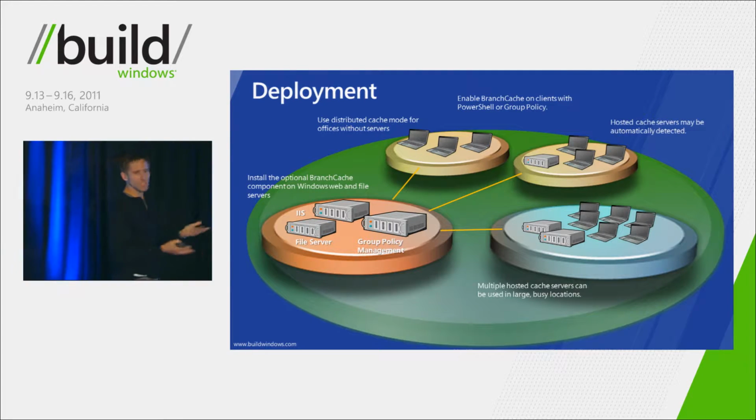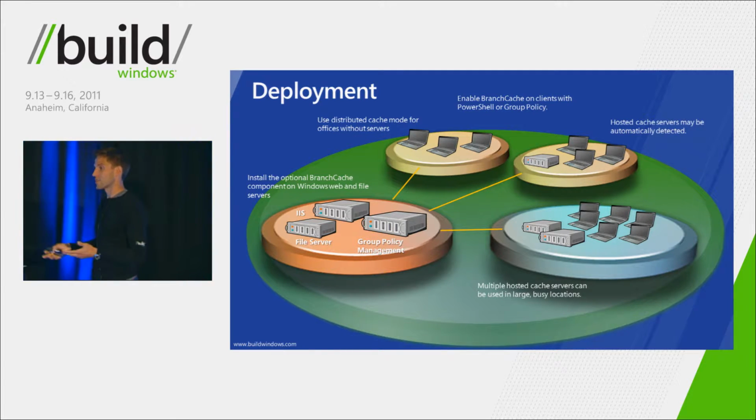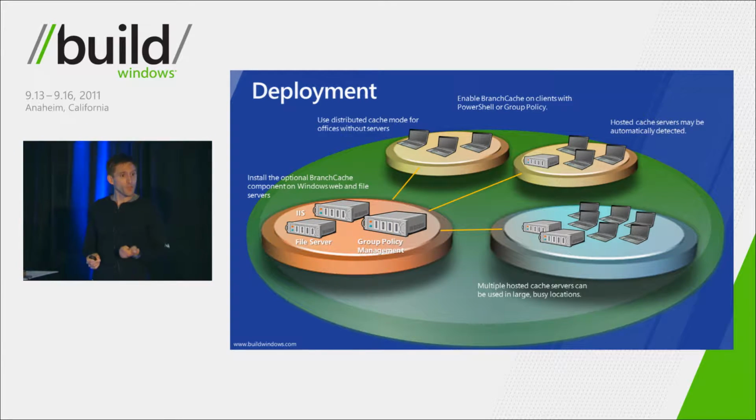Okay, BranchCache is off by default. You've got to set this up. It's not a big deal. There are a few things that you have to do in order to get this working. First of all, it's off on clients, and you need to enable it on clients for them to start caching. You can run a single PowerShell commandlet to do this.